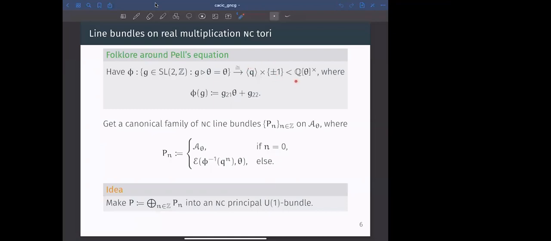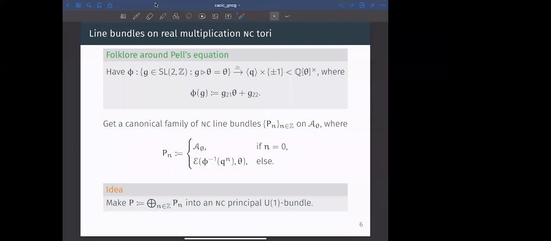This is a subgroup of the multiplicative group of non-zero elements of the real quadratic number field. In fact, it lives in the order induced by that discriminant delta, and the map is literally just this: phi of g is the 2-1 entry of g times theta plus the 2-2 entry of g. And so if you now restrict to the non-trivial part, this stabilizer splits up into a Cartesian product: plus or minus the identity times a certain canonical cyclic subgroup with a canonical generator coming from that norm positive fundamental unit. So this gives you a canonical family of non-commutative line bundles coming from those Heisenberg bimodules.